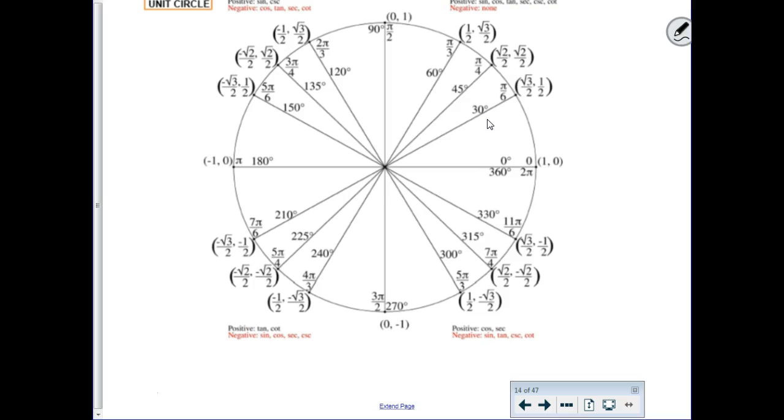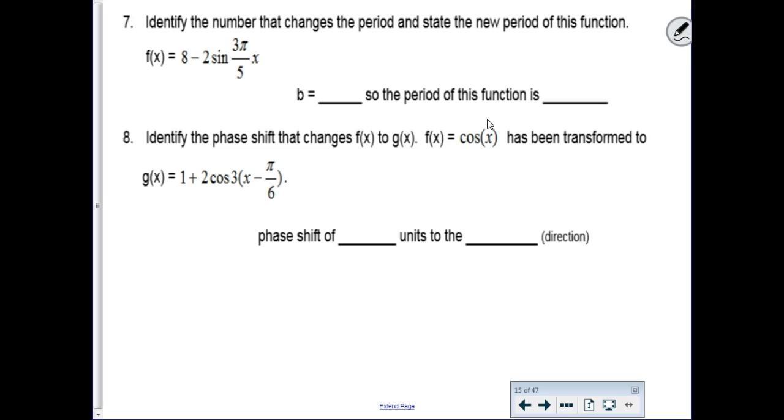All right, how much time do we have here? We can get one more done. Oh, let's get 2 more done.